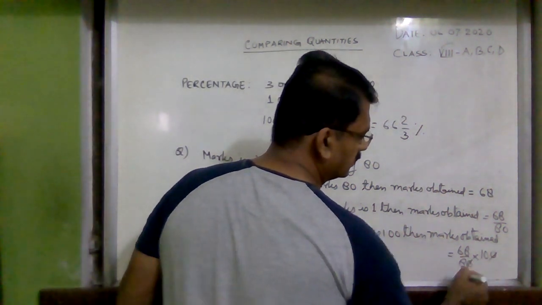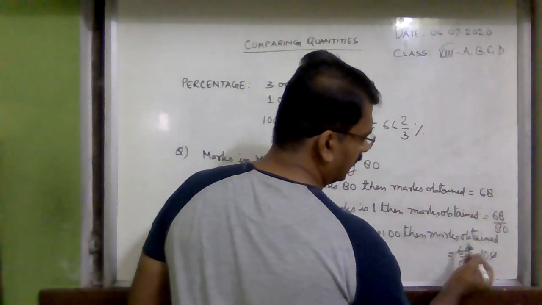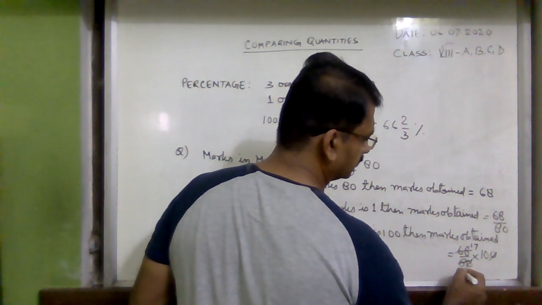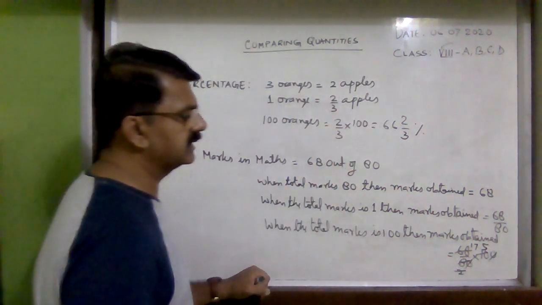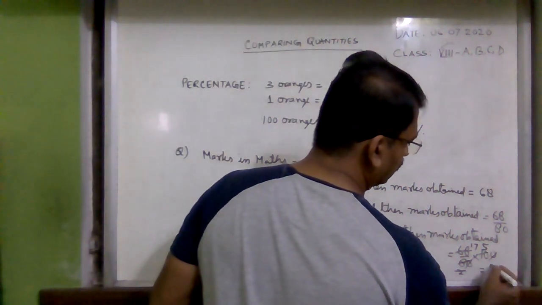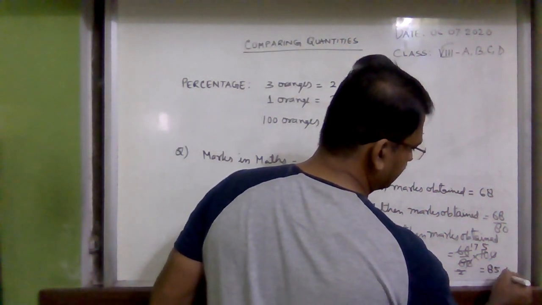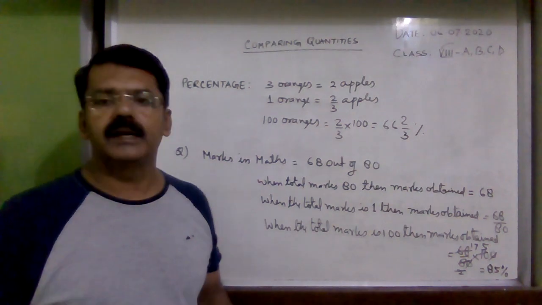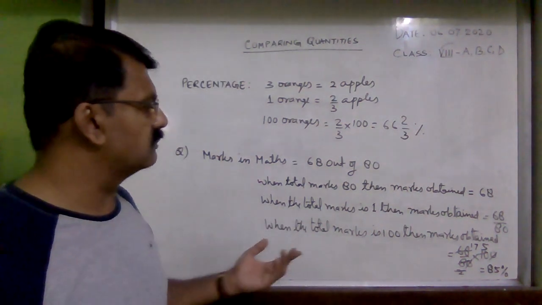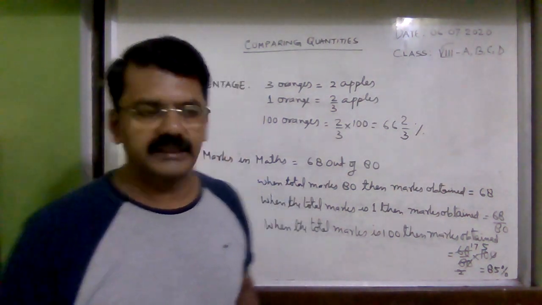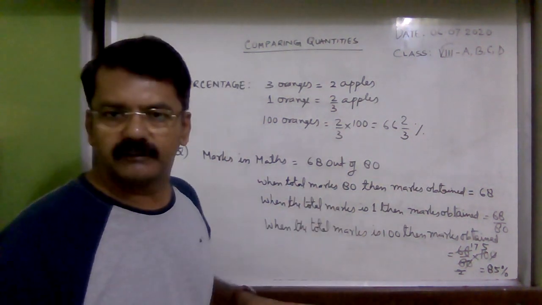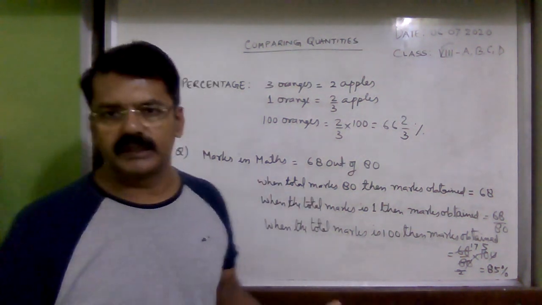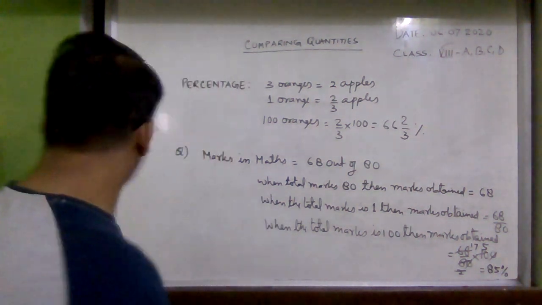Now you cancel this 0 and you can cut it by 4 also. And you know it is 17 into 5 is 85. So the marks obtained in mathematics is 85%. Means although the student scored 68 out of 80, but if we calculate out of 100, his marks will be 85%. Is it clear? So out of 100 he got 85. So that is percent. So again percent here is used to compare quantities. Okay, now we will do a few more examples.